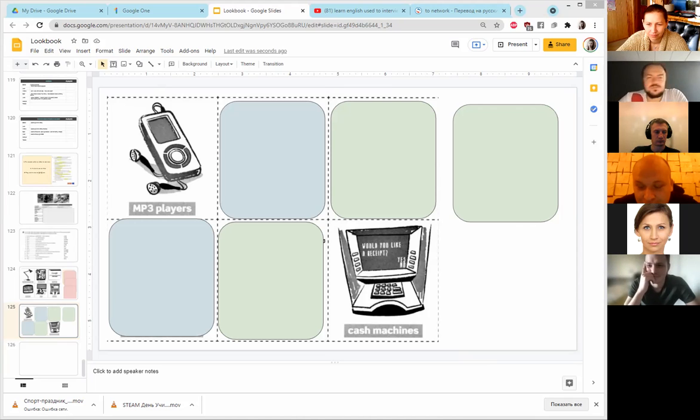Before cash machines, people earned money just when they went to the bookkeeper and he gave them money. But after this, they got cards and could get money when they needed it. What is the English for buchhalter? Bookkeeper. Accountant. An accountant. Thank you.